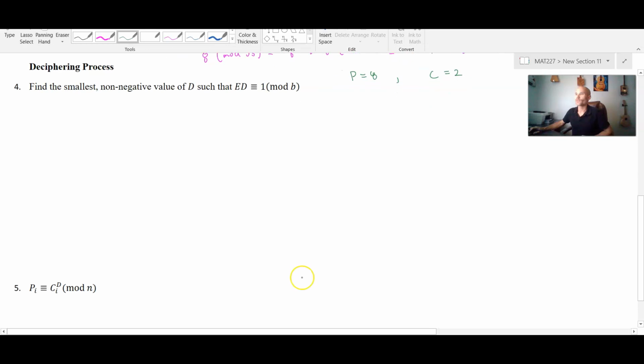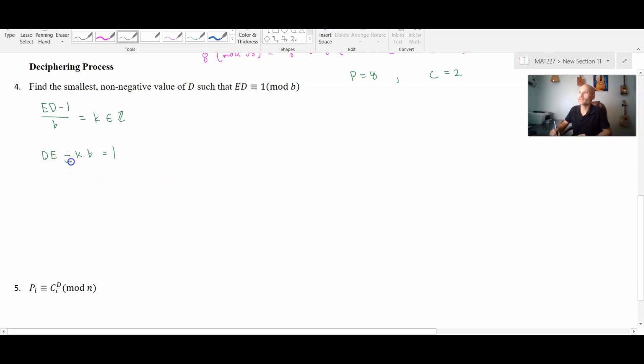So the deciphering process requires 2 steps, a modular exponentiation step, which is the last one, but first of all, we have to find a value of d such that e times d is congruent to 1 mod b. And just to recap on this, this means that ed minus 1 divided by b is some integer, which I'll call k. If I rewrite this whole thing, I can get d times e minus k times b is equal to 1.